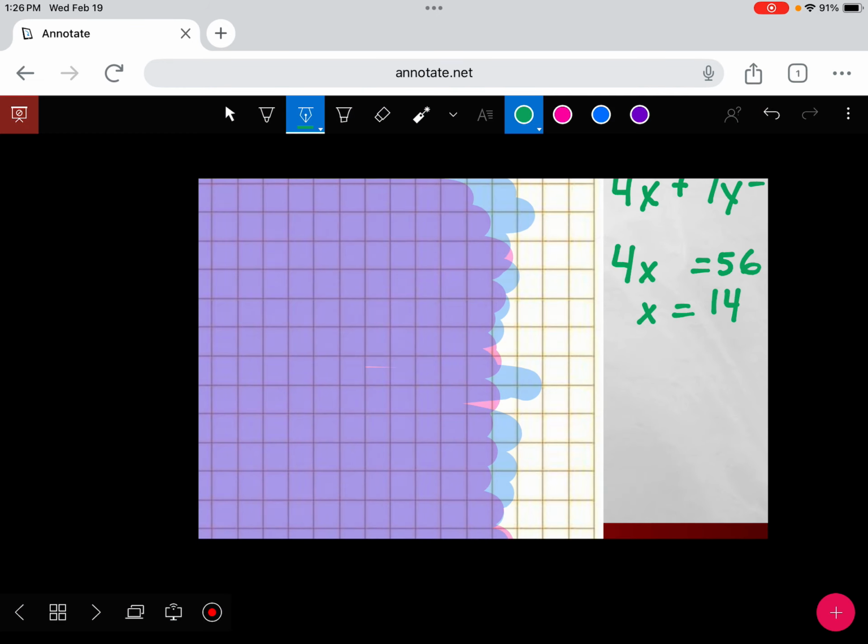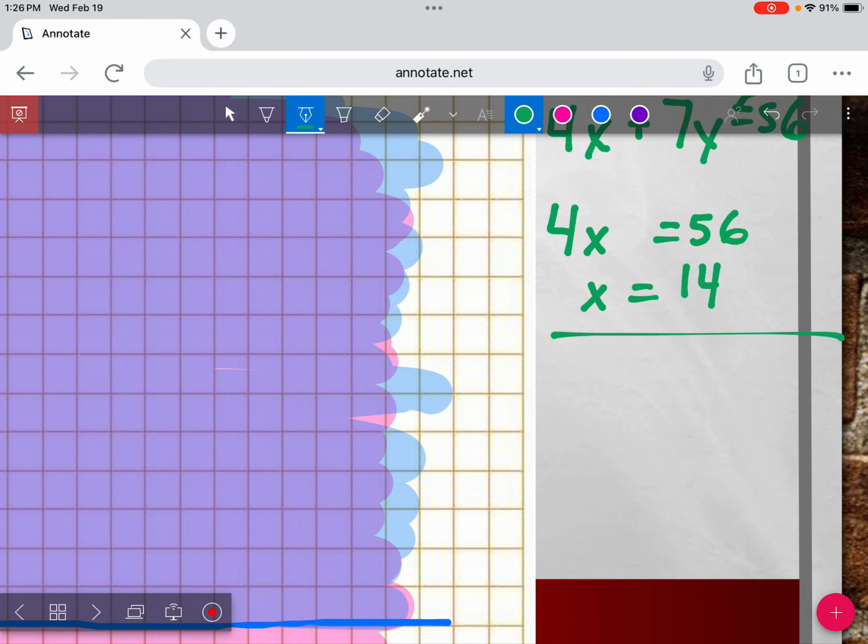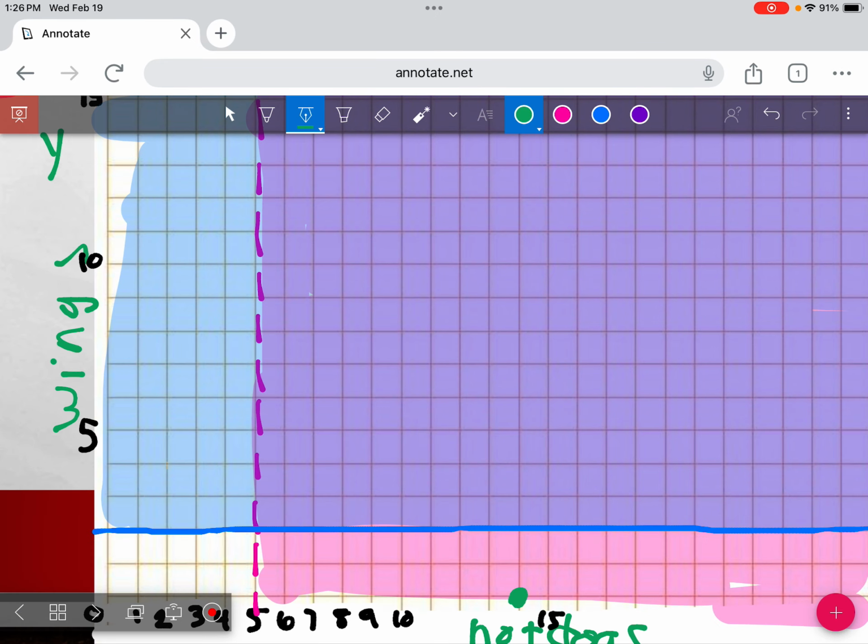If we go the other way, if he buys no hot dogs, just wings, 7y = 56, how many packs of wings could he buy? It'll be 8. So we're just finding x and y intercepts here. That is definitely a way you can go about graphing something.